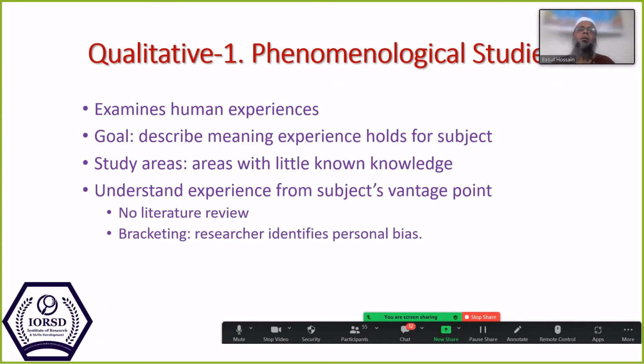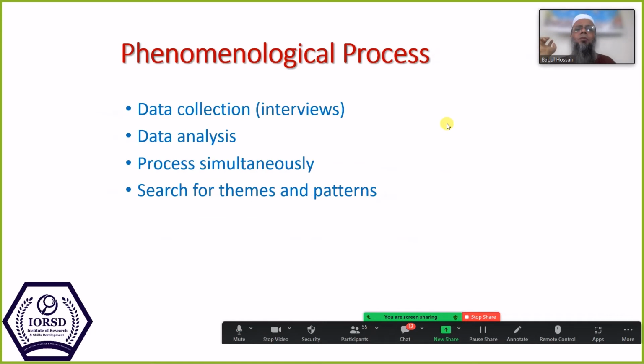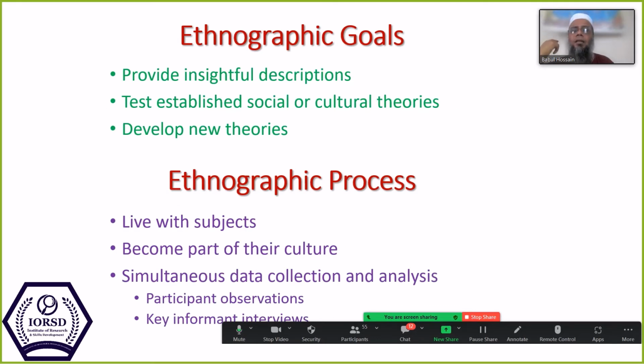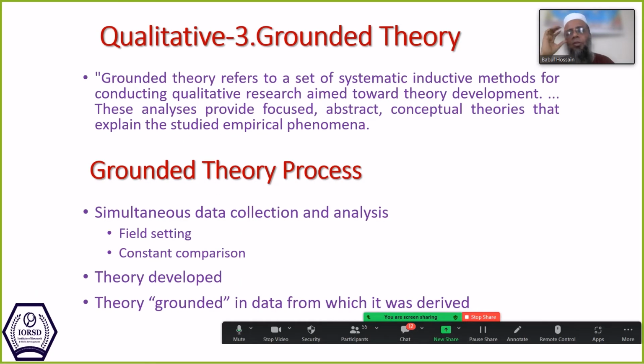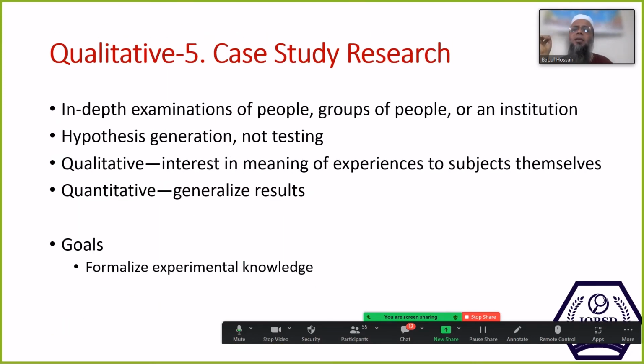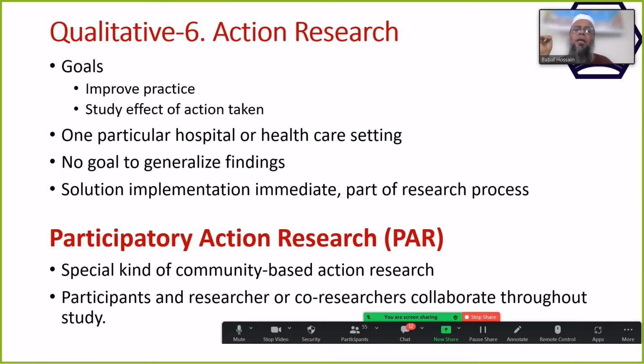Okay. This is under qualitative research. There are mainly 6 types of qualitative research: phenomenological study, ethnographic studies, grounded theory, historical studies, case study, and action research. These are the 6 types of qualitative research that you can plan for.